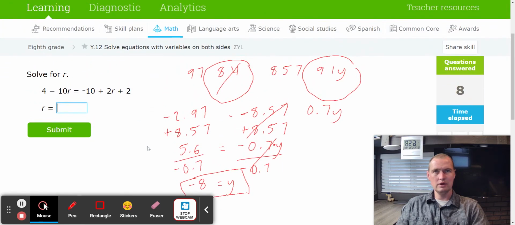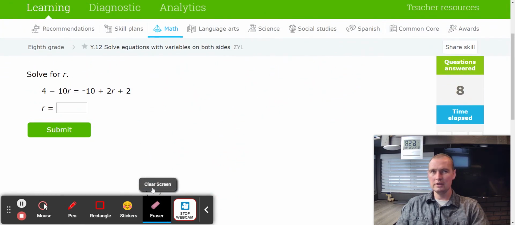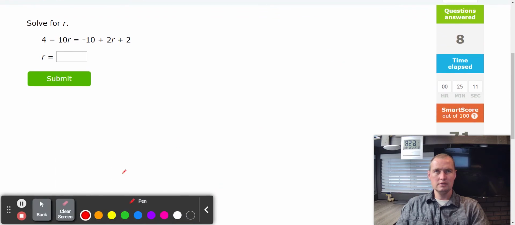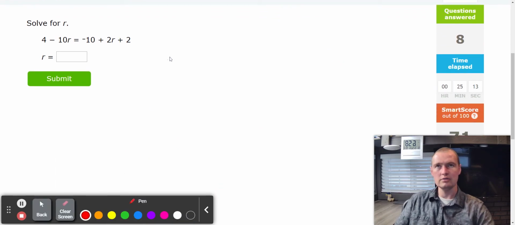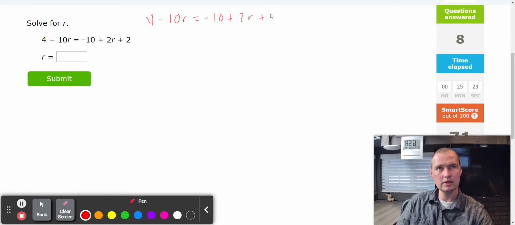All right, so my score is 71. Woo, they gave us a break from the decimals. Thank goodness. So we shouldn't need a calculator on this one. So here we go. We got 4 minus 10r equals negative 10 plus 2r plus 2.